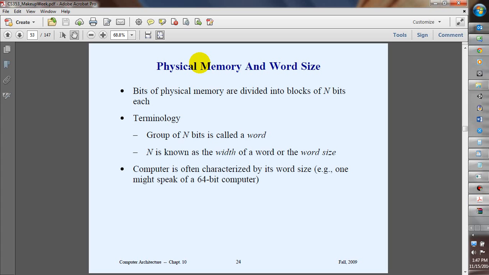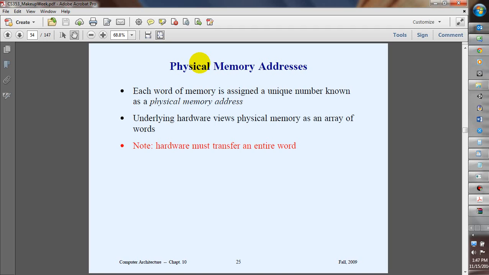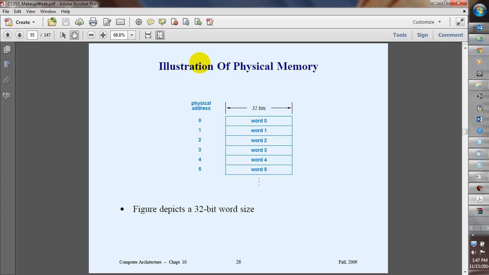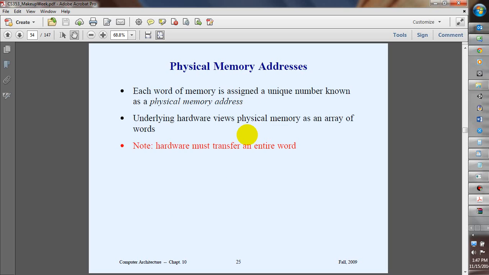So we divide bits of memory up into blocks of bits each, and then we basically call each of those blocks a word. And if you were to look at the figure on page 150, you would see this, where each physical address is broken up into a word. So word 0, 1, 2, 3, 4, 5.